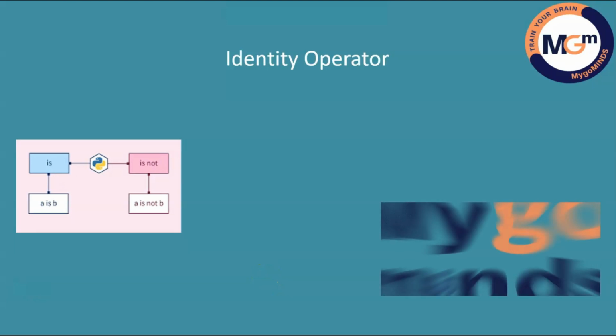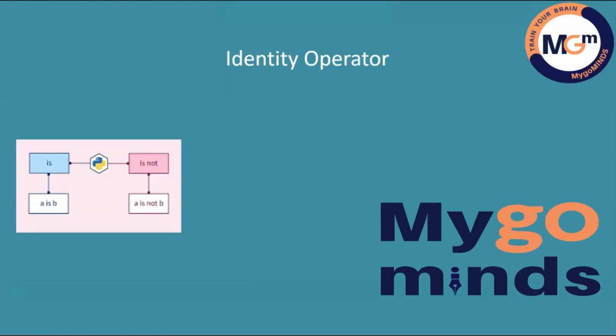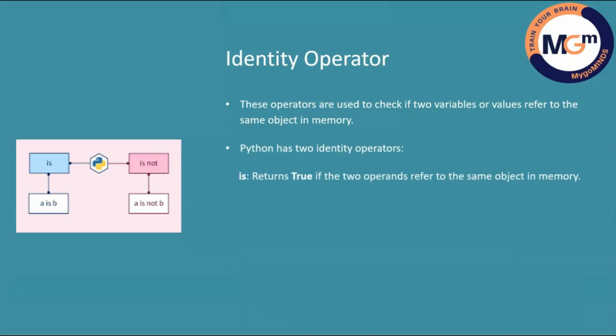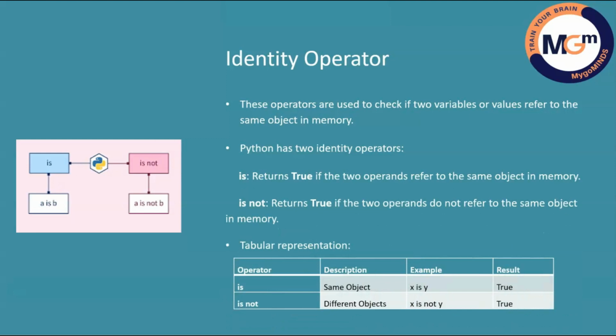So let's talk about identity operator. In Python, identity operator is used to check if a particular variable or a value is stored in the same memory location. And we do have two types of identity operators, which are is and is not. The result when it is satisfied is always true or false, Boolean values.